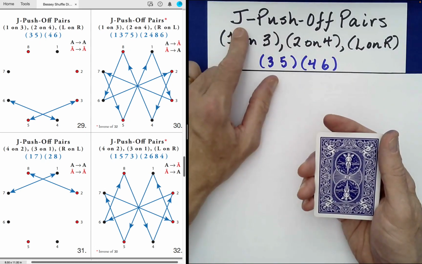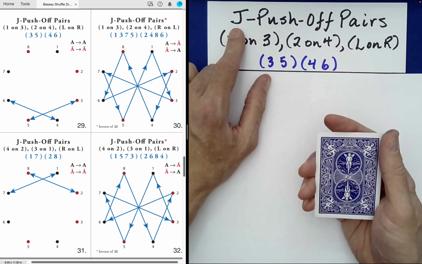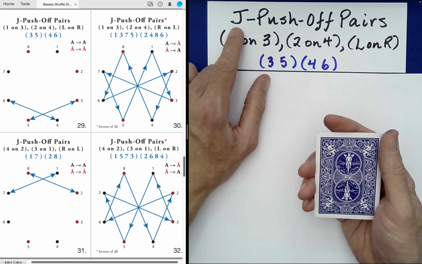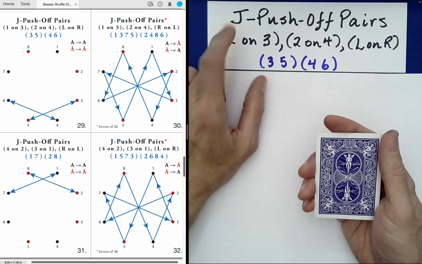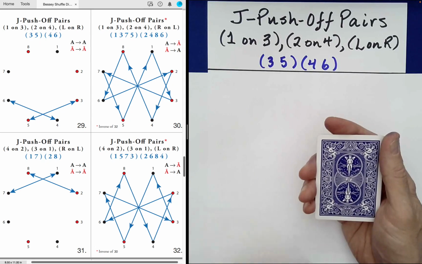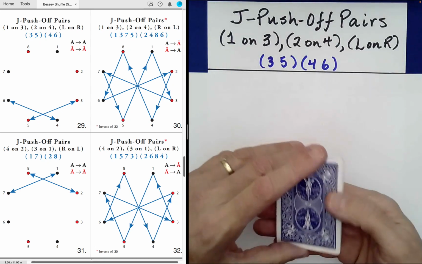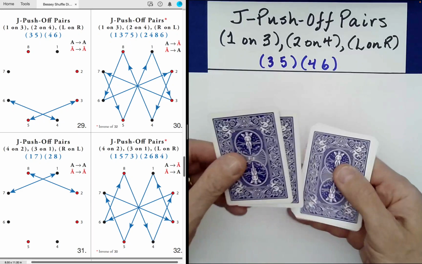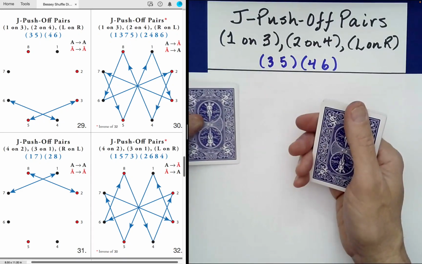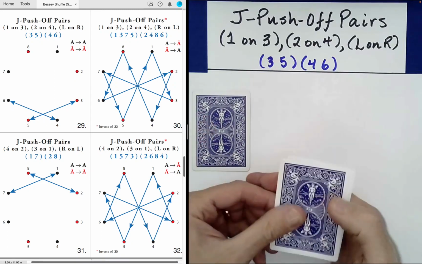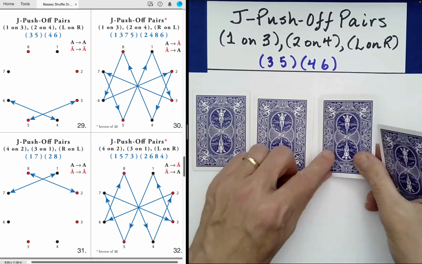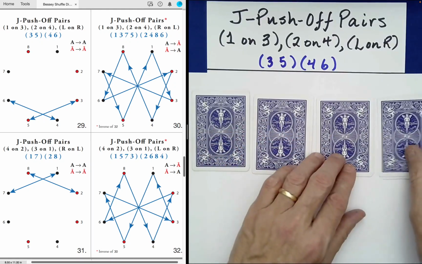Now the J here is for judicious, which simply refers to the fact that we will be stacking these in a way that's more complicated than just left to right or right to left. Okay? So push off pairs, how does that work? Well, you just push off the top 2 cards without changing their order, set those down, and then push off the next 2, set those down, push off the next 2, set those down, and then the last 2 go down last.